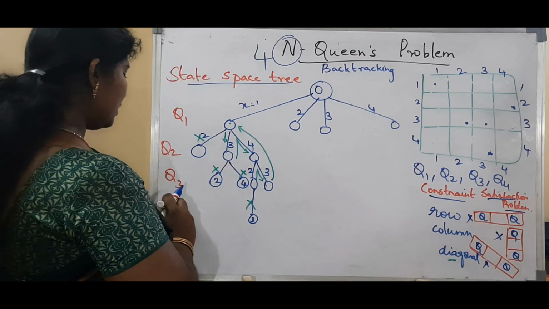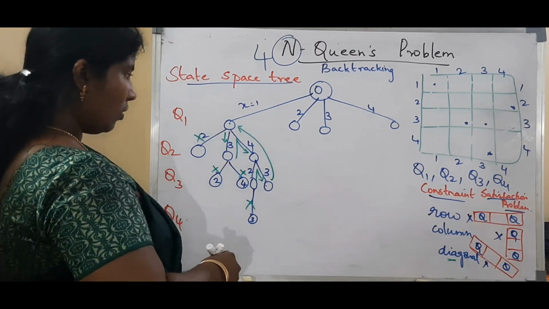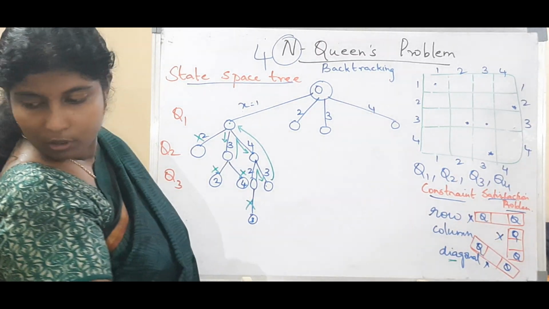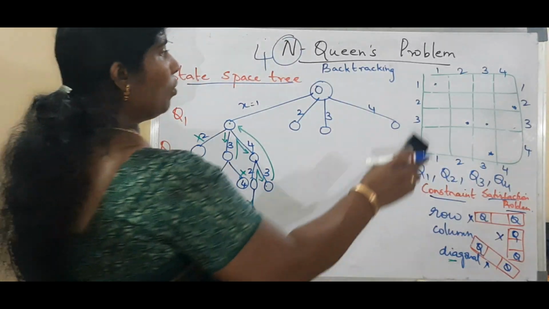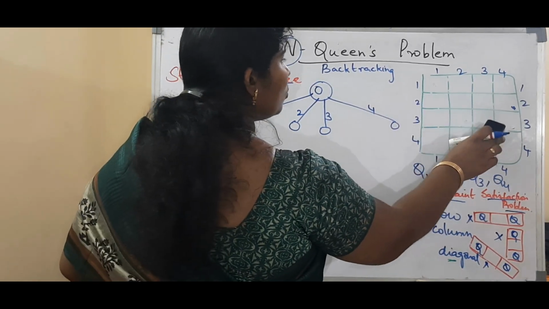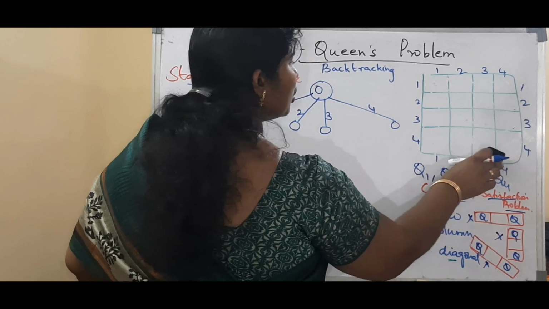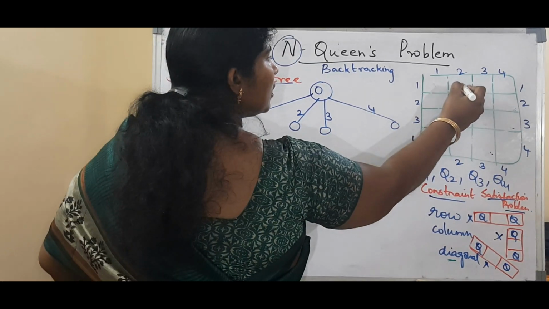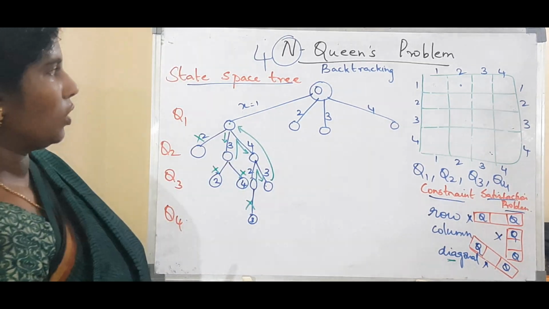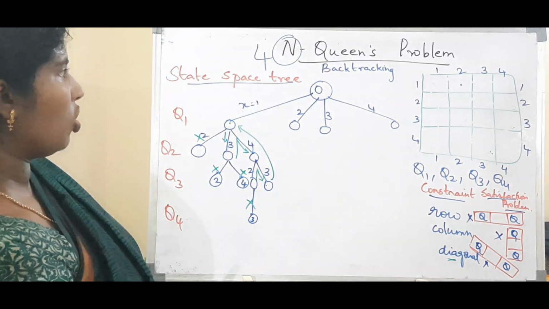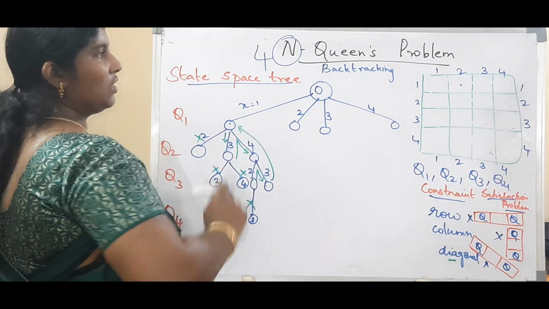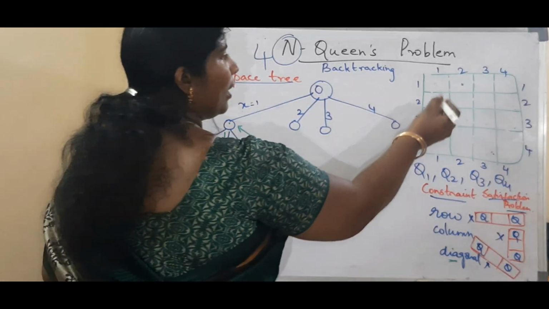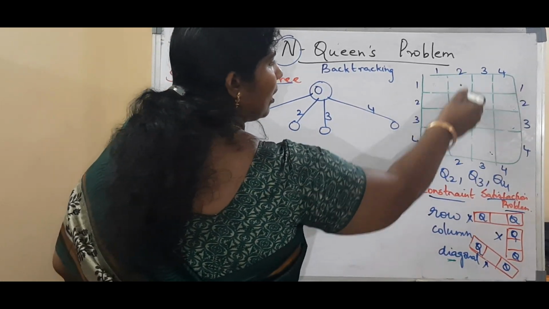So what I do now is move to the next position. What is the next position? I have to go to this next box. In the second column, I place my first queen. Now I cannot place in this or this.